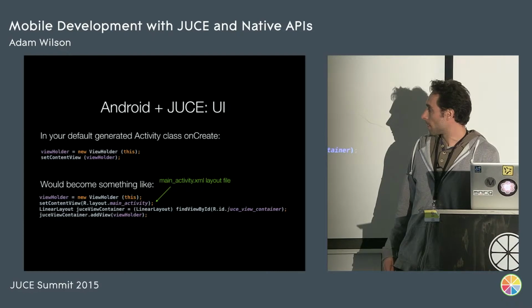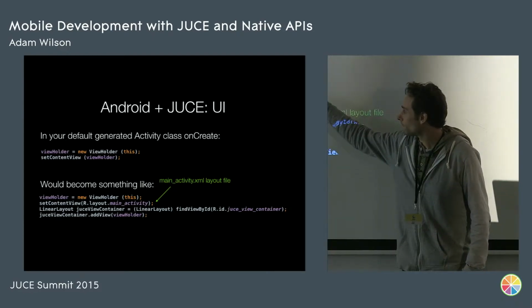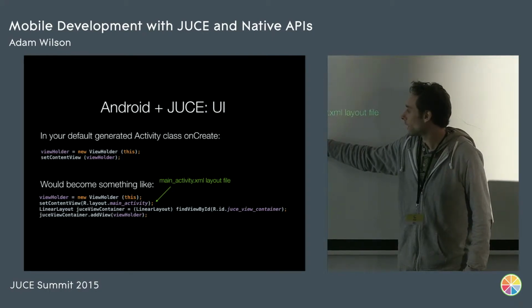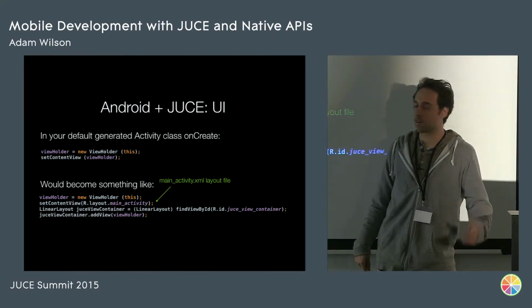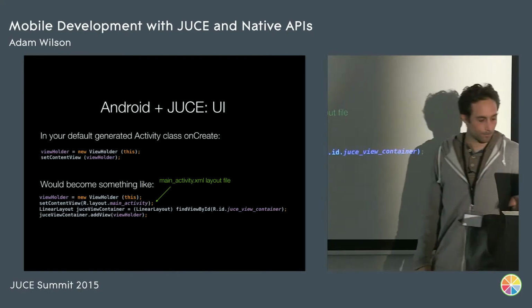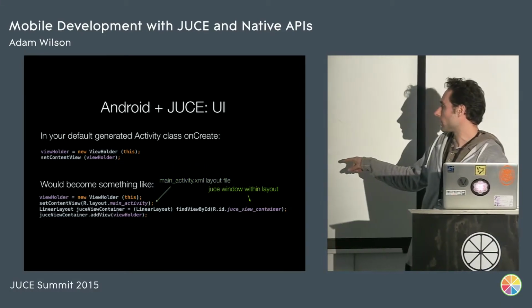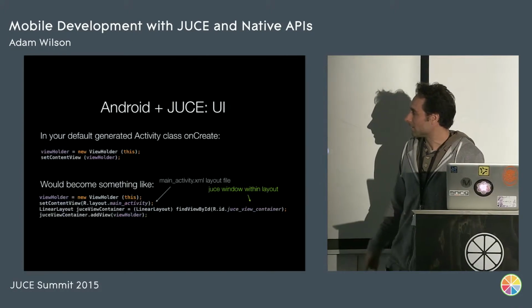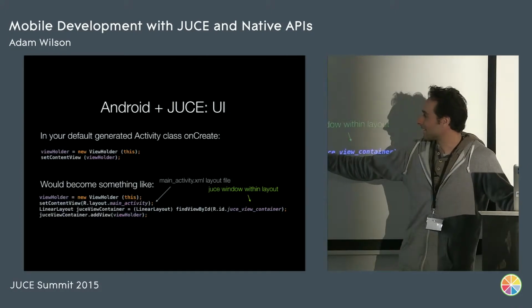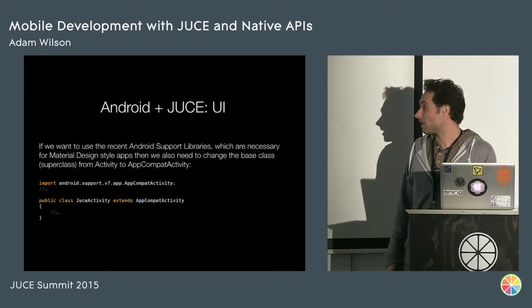So here we're defining it in the same way. Here we've got our layout, which we've prepared earlier. I'm not going to show that, but there's some example code on GitHub you can have a look at. And then we're getting a reference to a part of that layout, and then we're adding our JUCE component to that part of the layout. And that's pretty much it.